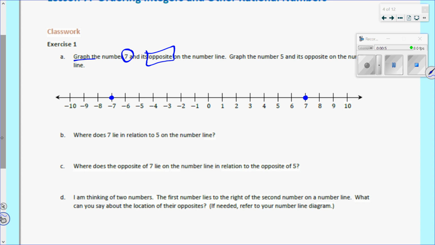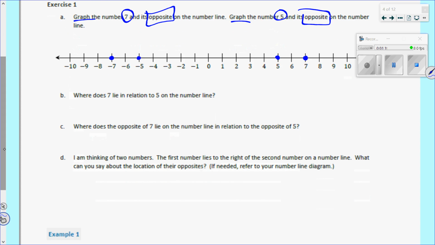We're also going to graph the number 5 and its opposite on the number line. So where would 5 be? 5 on the right. Its opposite would be? Negative 5 on the left. Make sense? So let's talk about comparing these numbers.